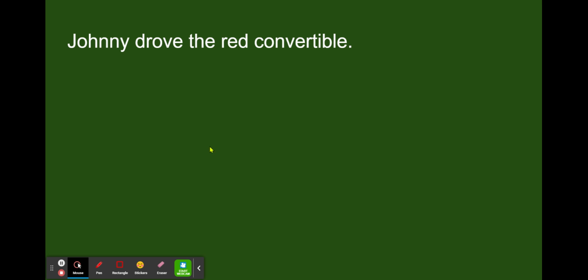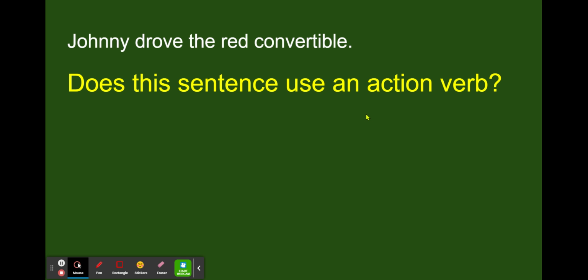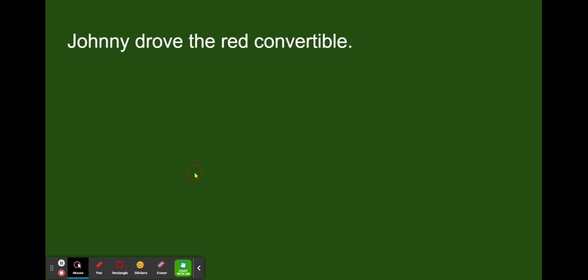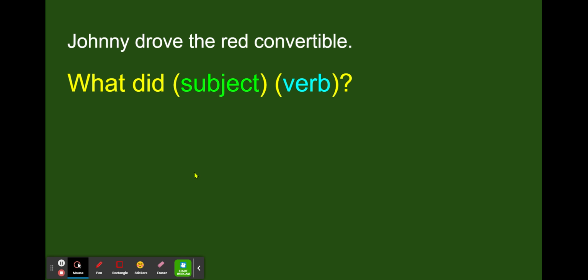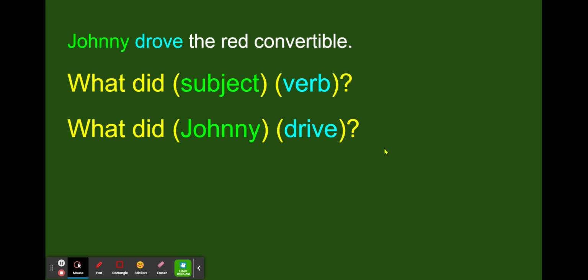So let's take a look at a sentence. We have a sentence that says, Johnny drove the red convertible. So first of all, we have to check, does this sentence actually have an action verb? And drove is an action, so yes, we do have an action verb here. Now we're going to ask ourselves, what did the subject verb? So what's our subject? Our subject is Johnny. What is our verb? We said our verb is drove. So now we ask our question, what did Johnny drive?